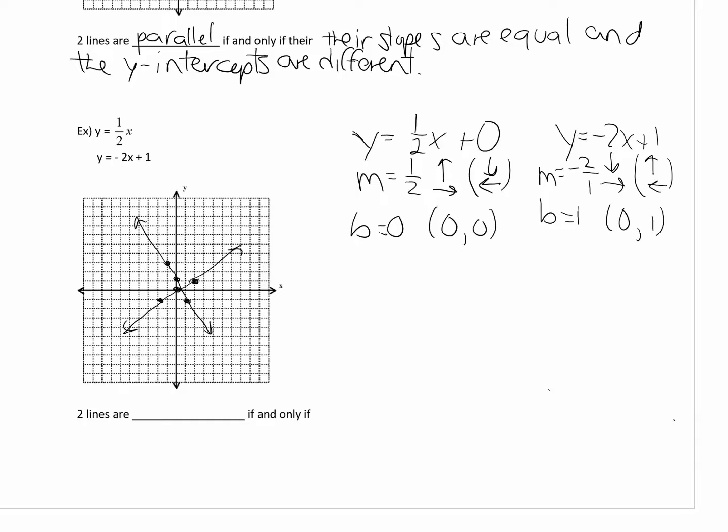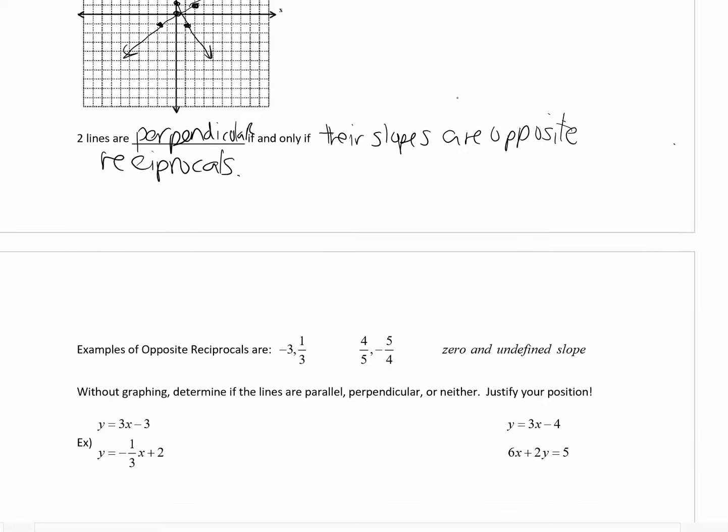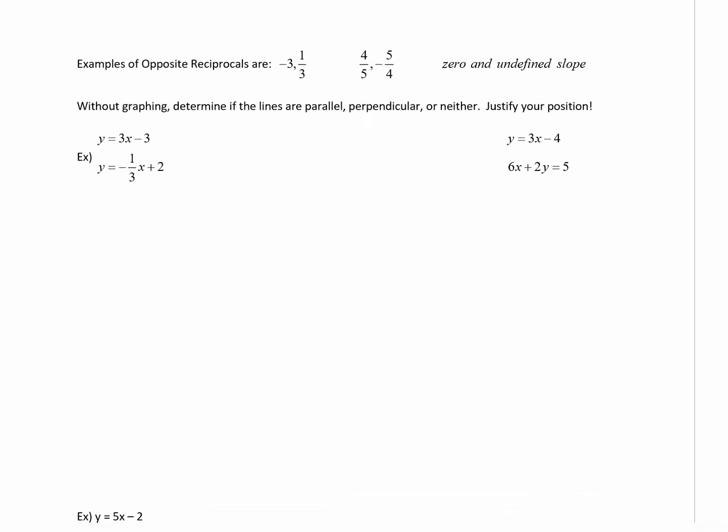So two lines are perpendicular if and only if their slopes are opposite reciprocals. Now, the y-intercepts could be the same or they could be different like this example here. It doesn't matter. As long as their slopes are opposite reciprocals, the two lines will be perpendicular. Okay, so now other examples of opposite reciprocals: negative 3 and 1/3, 4/5 and negative 5/4, and 0 and undefined slope, meaning horizontal and vertical lines.